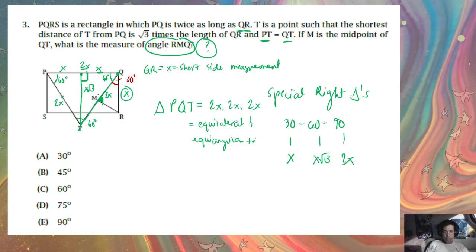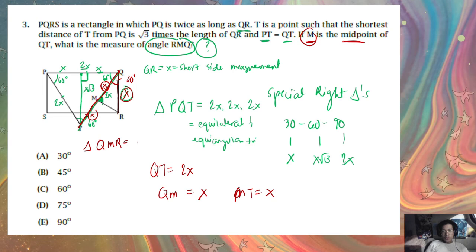So that's 30 degrees. Now, it says here that M is the midpoint of QT, now this is line segment QT. If M is its midpoint and the measurement of QT is 2x, therefore the measurement of QM is equal to x, and the measurement of MT is also going to be equal to x, right? So this is x as well, and this is x as well. Now we know that this is x. So therefore, what type of triangle have we formed here? What type of triangle is triangle QMR?